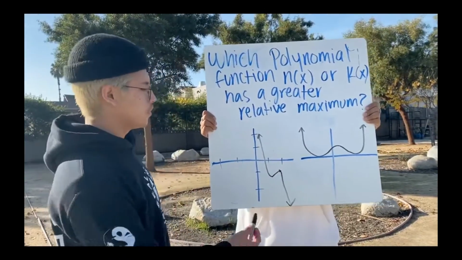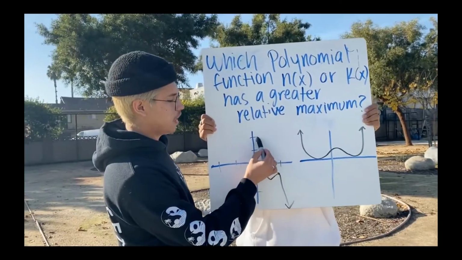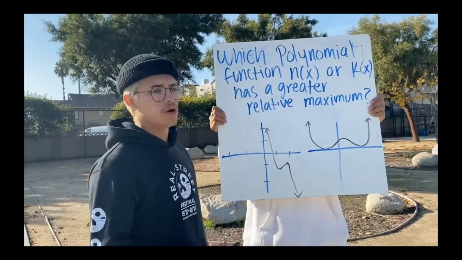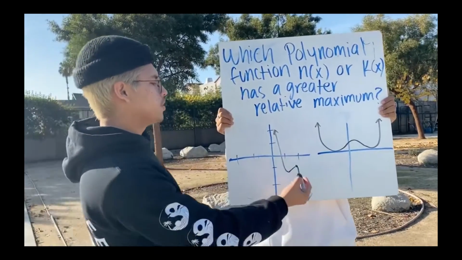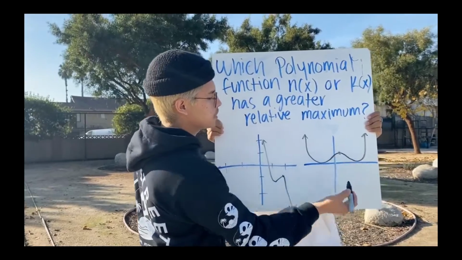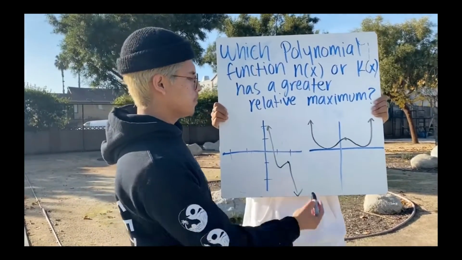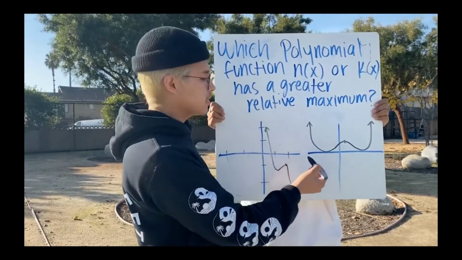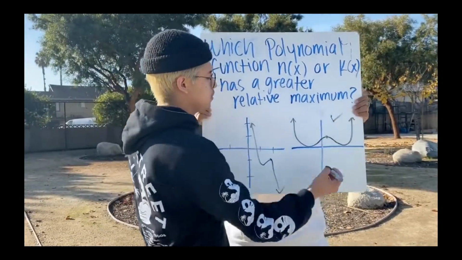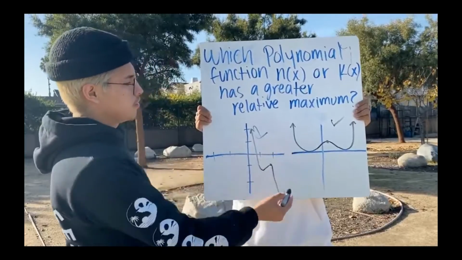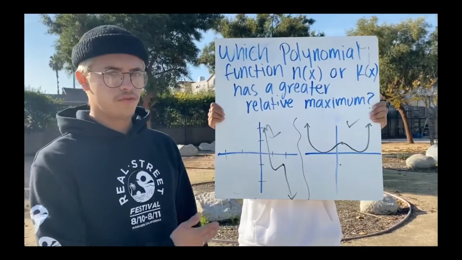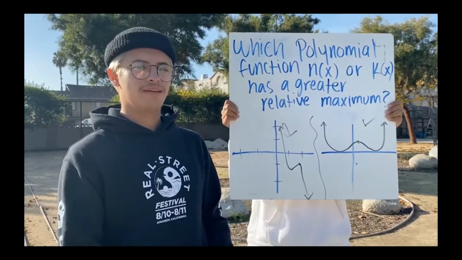I said relative because the graph has arrows up, so it can create many more relative maximums. But right here, this is a relative maximum because it's above the x-axis. This one's below the x-axis. So this makes that the answer for question 13a.